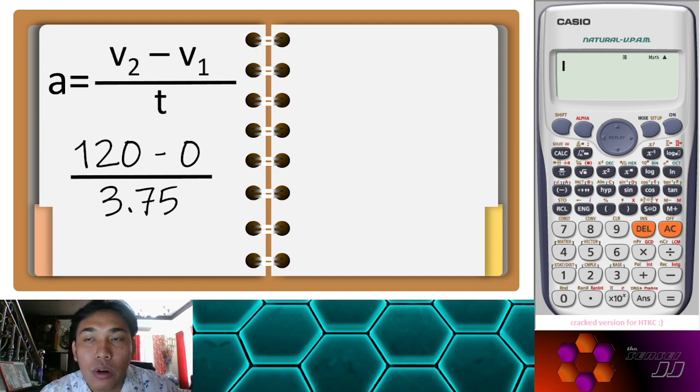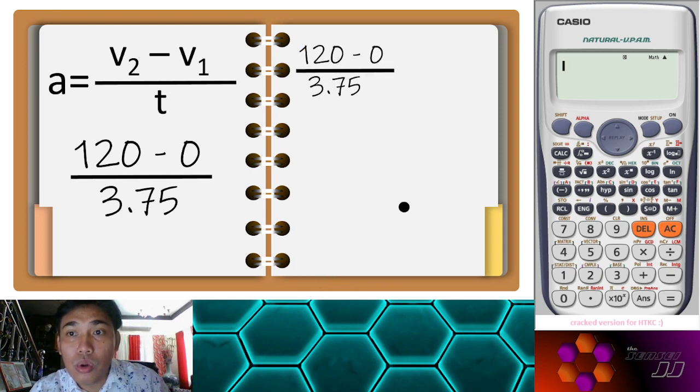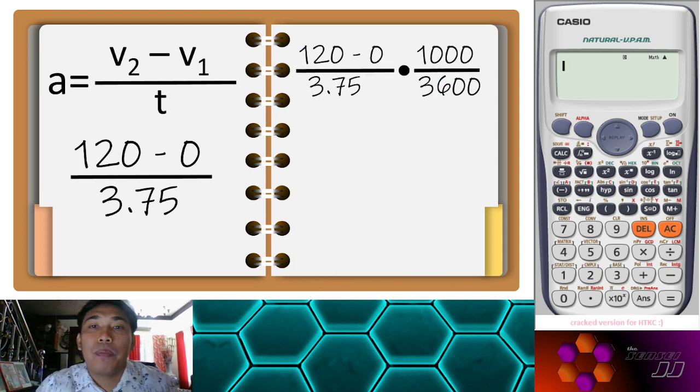Our V2, or our end velocity, is 120, and our starting velocity is 0 with a time of 3.75 seconds. So guys, as you can see, our 120 and 0 here is in kilometers per hour. Okay, so if it is in kilometers per hour and our time is in seconds, our base unit for our acceleration is meters per second square. We're just going to convert them to meters per second.